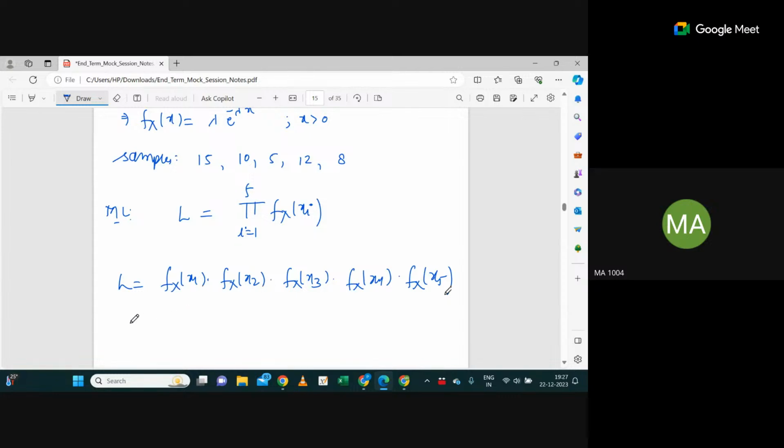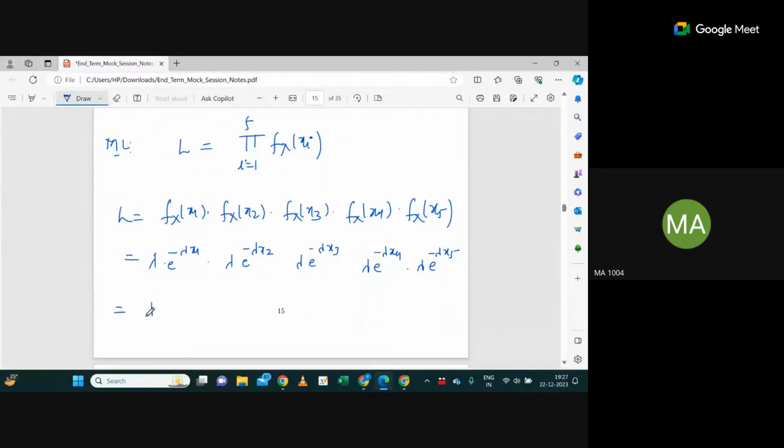Now what is f of x1? Lambda into e raised to power minus lambda x1, lambda into e raised to power minus lambda x2, lambda into e raised to power minus lambda x3, lambda into e raised to power minus lambda x4, into lambda into e raised to power minus lambda x5. Now we get lambda raised to power 5 and e raised to power minus lambda times the sum of x. Any doubt?